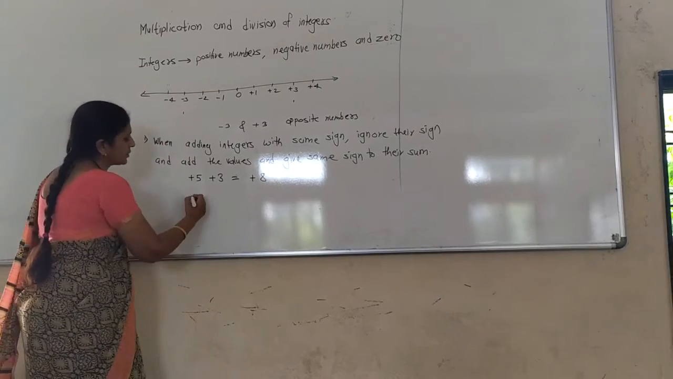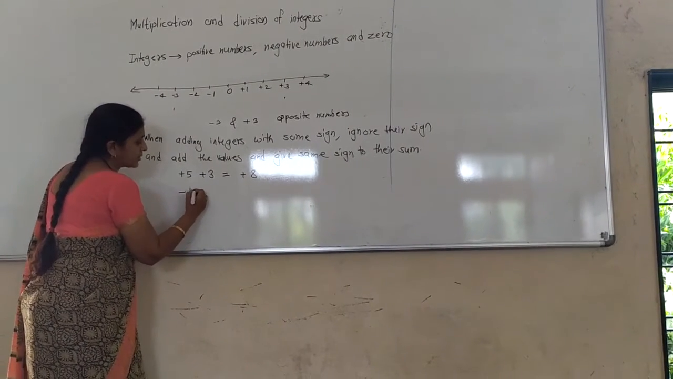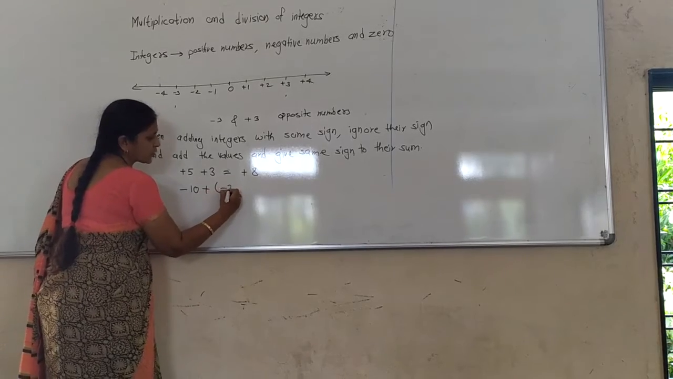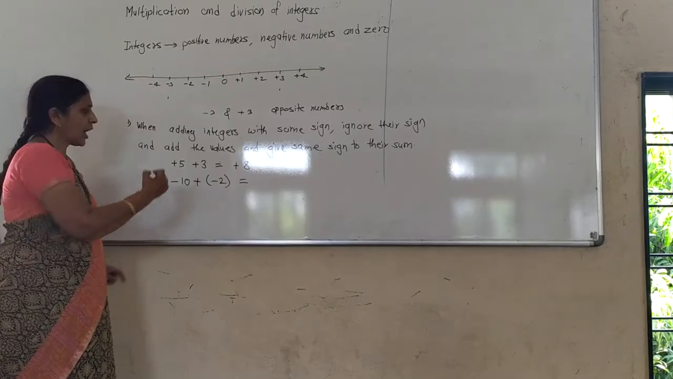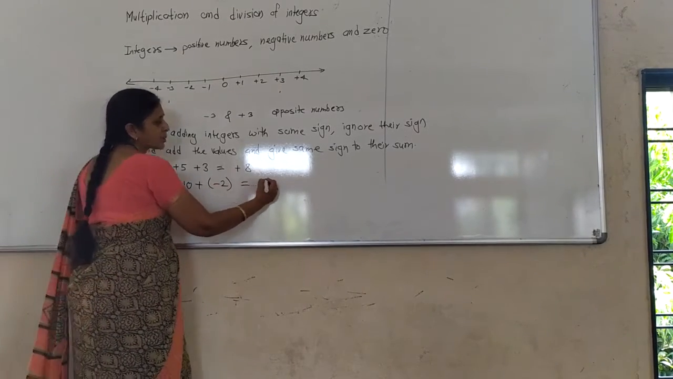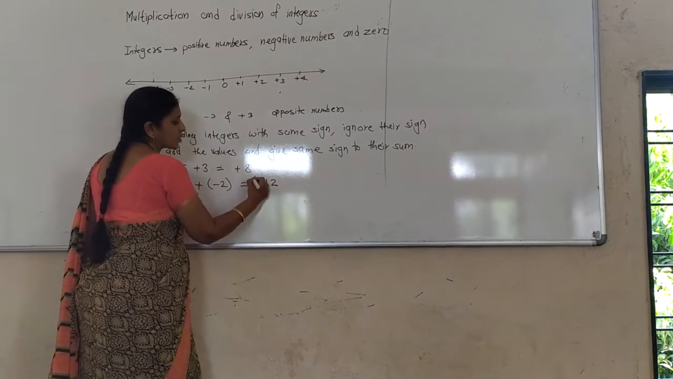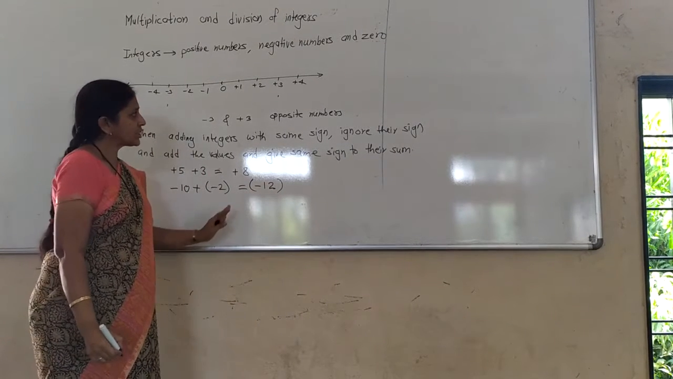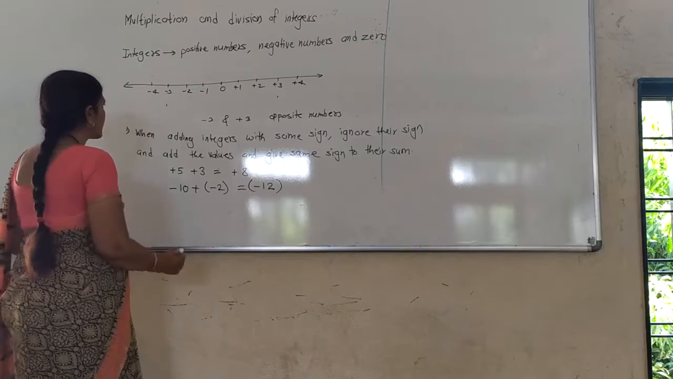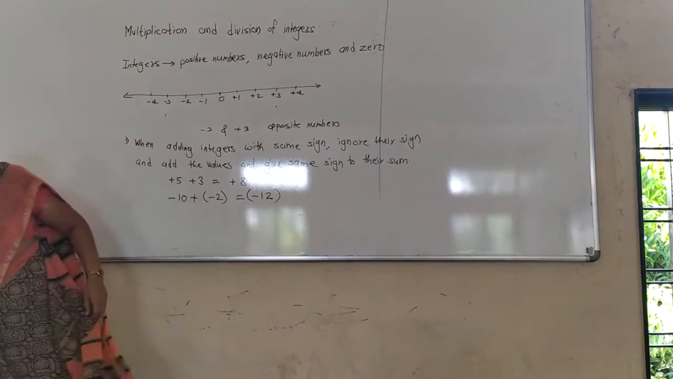Now if I take the example -10 plus -2. Here both numbers are negative. So add the values, 10 plus 2, it becomes 12, and the same sign, minus, so you will get the answer -12. This is the first rule. Now we will see the second rule.